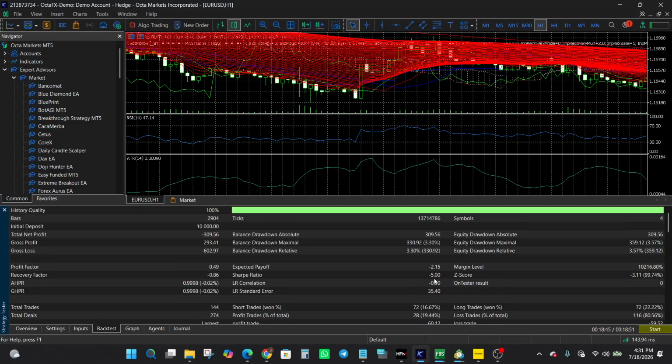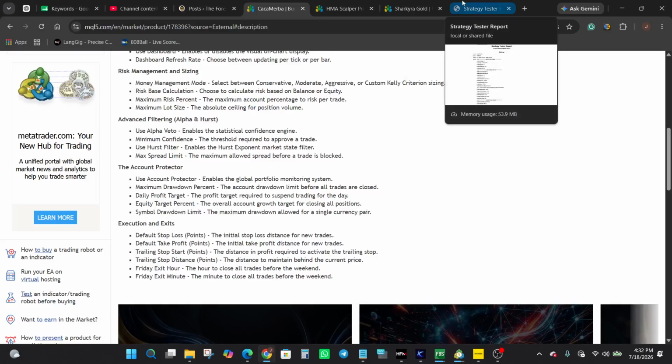All right. Maximum drawdown reached just over 3.5% on the equity basis. Okay. But then on the balance, it was just about 3.3%. Now, the profit factor came in at 0.49, meaning gross losses were roughly double gross profits in this test. And the expected payoff per trade was clearly negative. Okay. So let's just briefly look at the trade log.